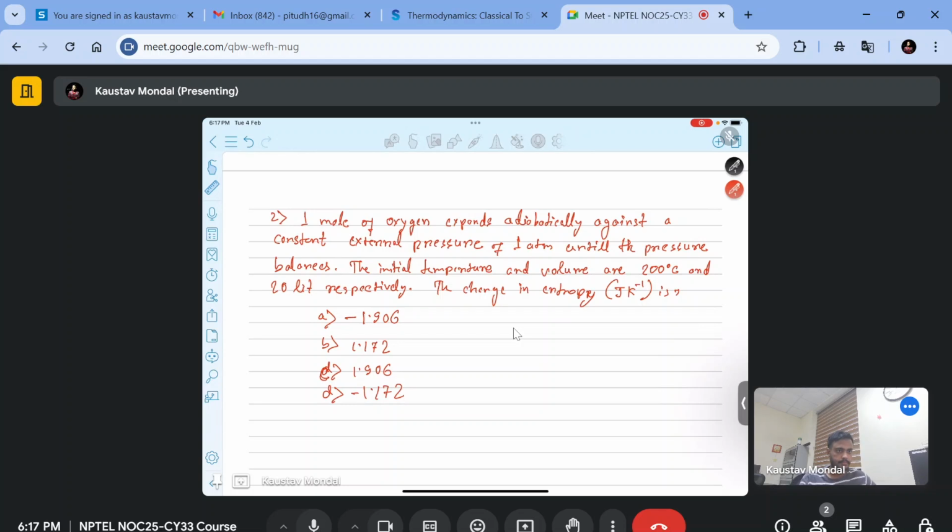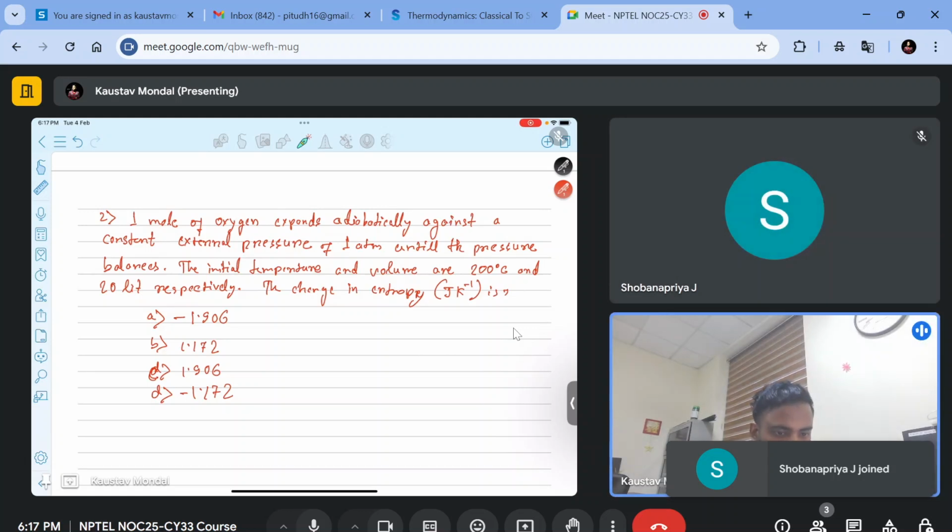So basically, 1 mole of oxygen gas expands adiabatically against a constant external pressure. That means adiabatically, dq is 0 for the whole process, against a constant pressure until the pressure balances. The initial temperature and volume are 200 degrees and 20 liters. Both pressure and volume are changing during this process, and the external pressure is mentioned here, that is 1 atm.